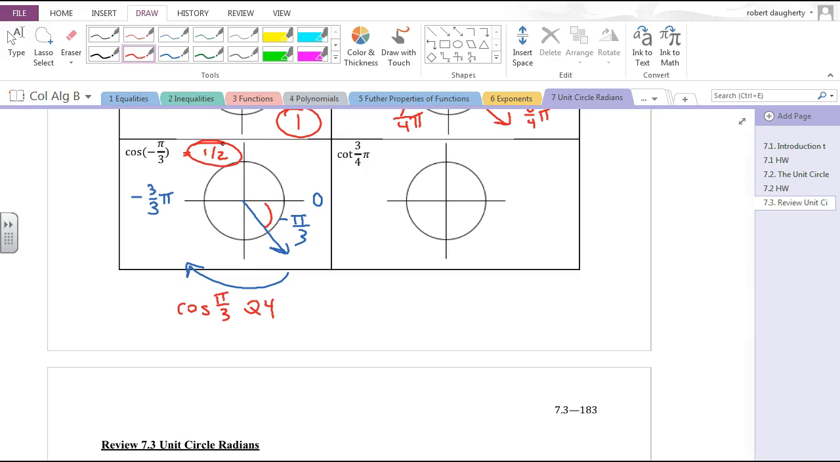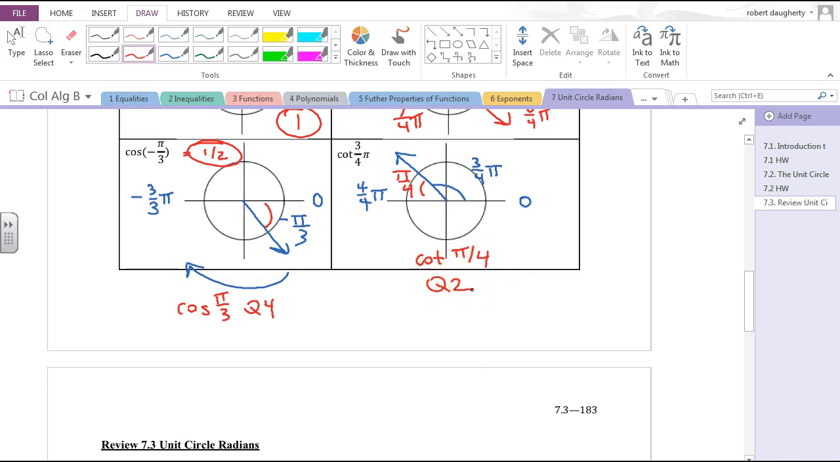Cotangent of 3/4 pi. Again, let's draw the angle. So this is 0, and this is pi. Since I've got a 4, let's call it 4 over 4 pi. Well, that helps me know that 3/4 is just shy of 4/4. So if that's 3/4 pi, then the angle that takes me to 4/4, that has to be a pi over 4 angle.